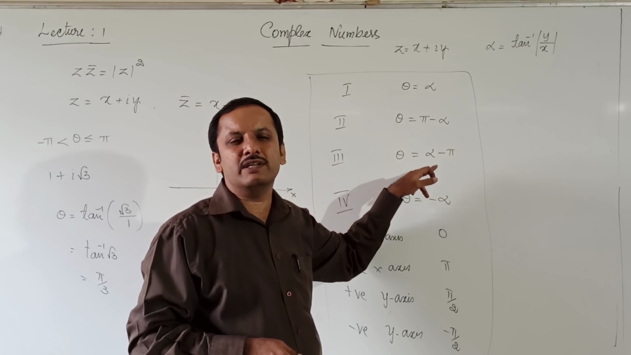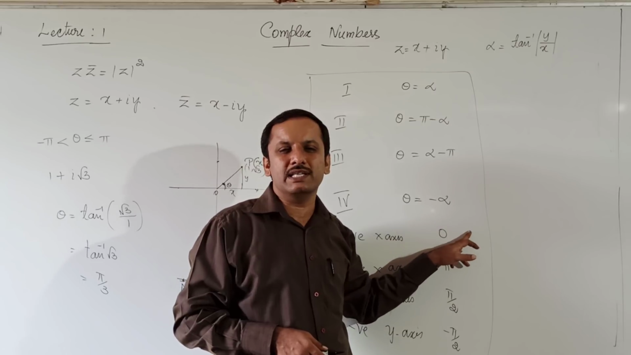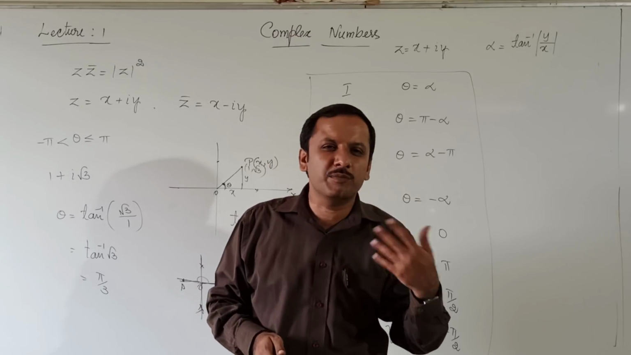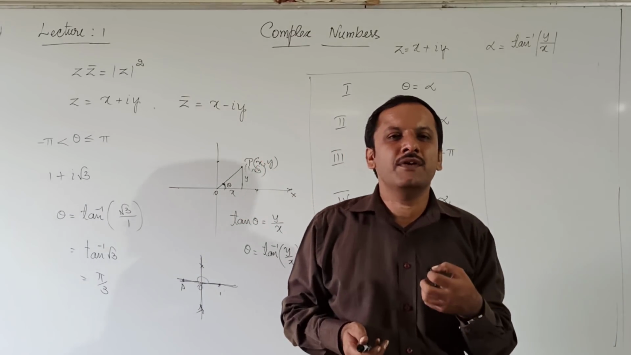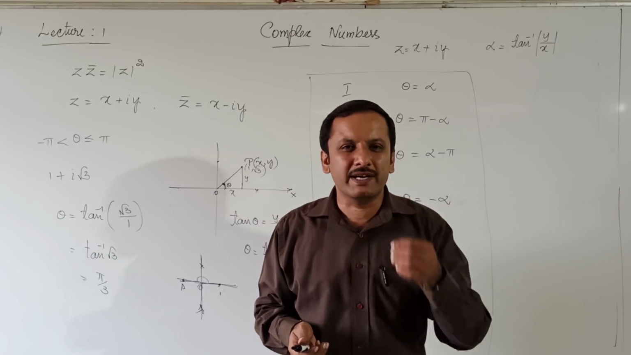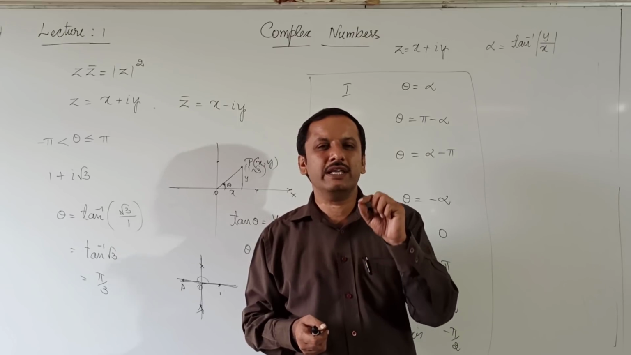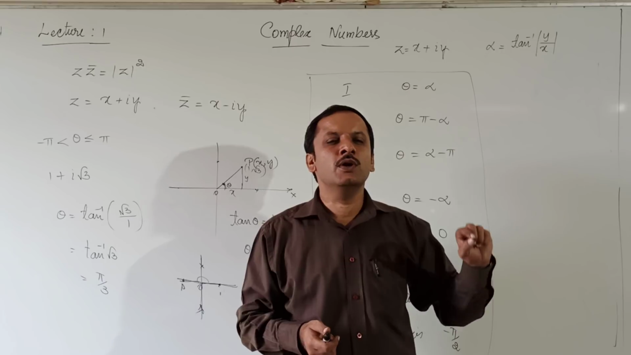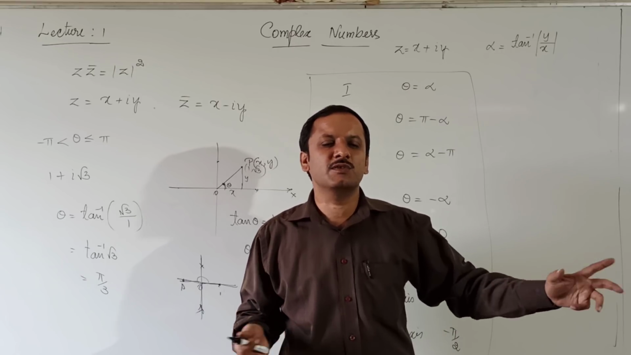If it lies in the third quadrant, theta is equal to alpha minus pi. If it lies in the fourth quadrant, theta is equal to minus alpha. If the complex number lies on the positive x-axis, when does it lie on the positive x-axis? A complex number lies on the positive x-axis if its imaginary part is 0 and the real part is positive. So when it lies on the positive x-axis, what is the amplitude?